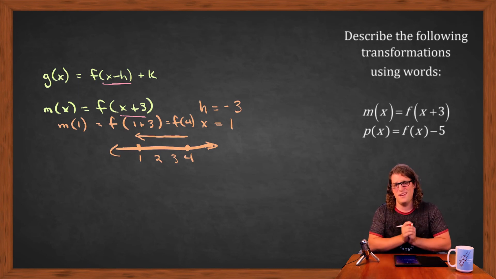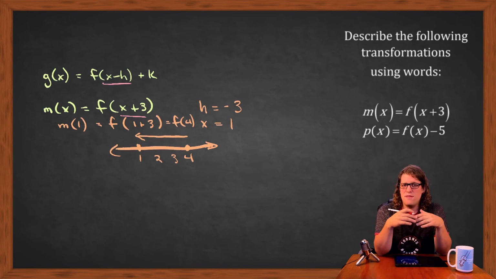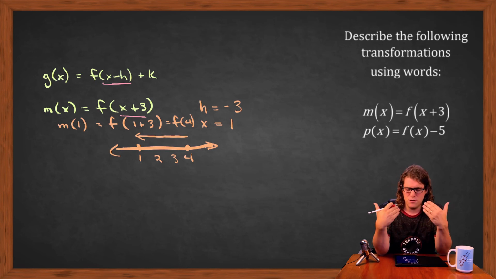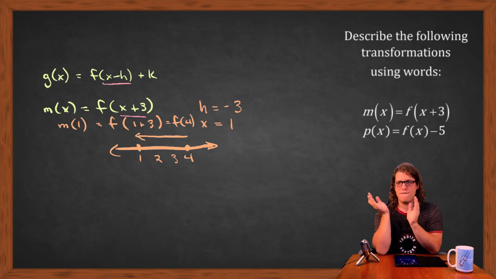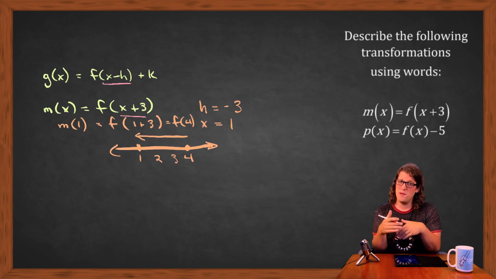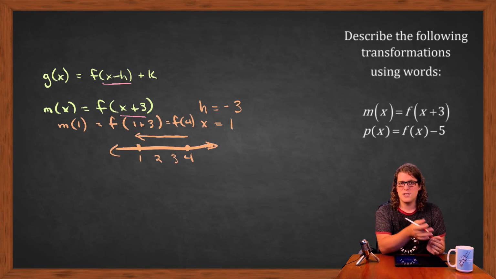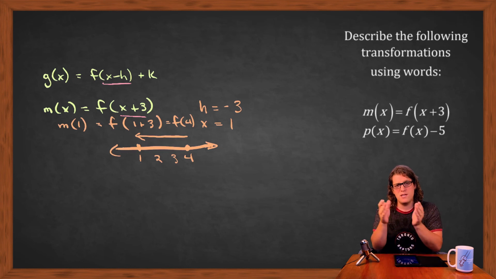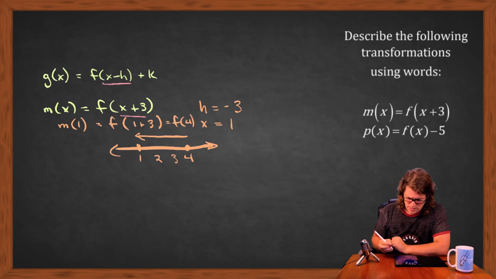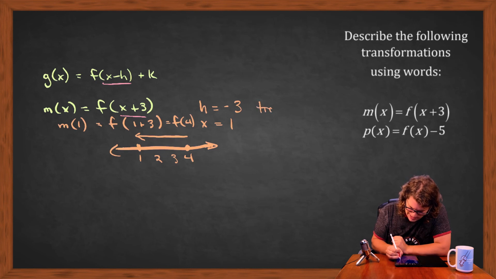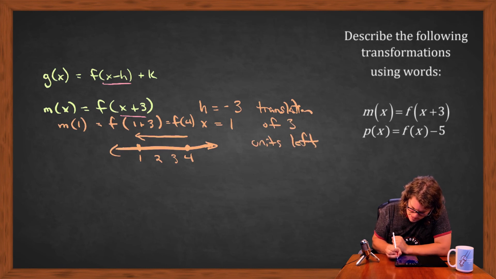And if I put in an x value of 2 instead, then we would get 2 plus 3 inside of the argument, which would give you f of 5, and that 5 would behave like it had been placed at 2 instead. So again, a movement of 3 units to the left. So an h of negative 3 seems to be a translation of 3 units left.